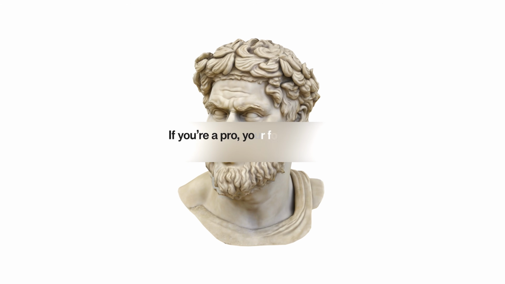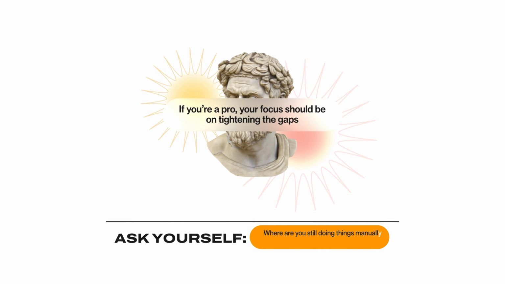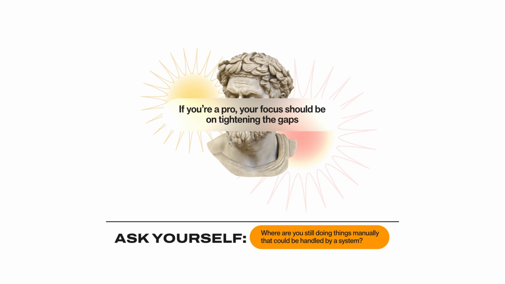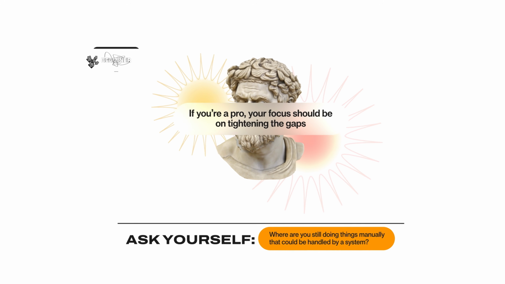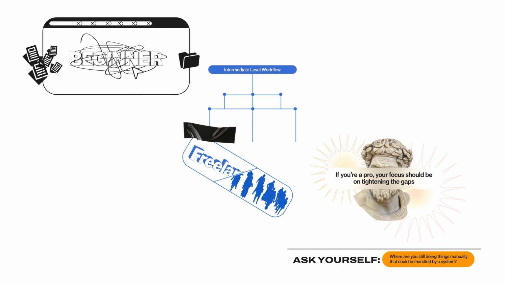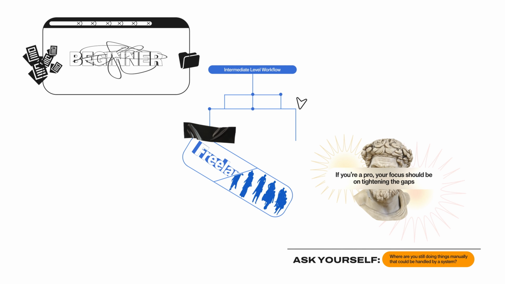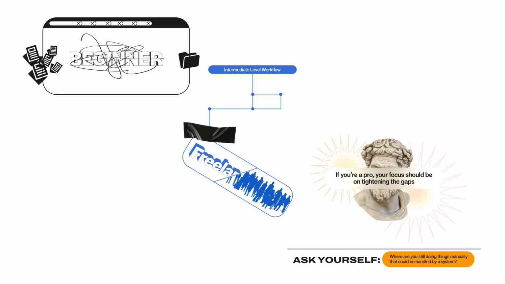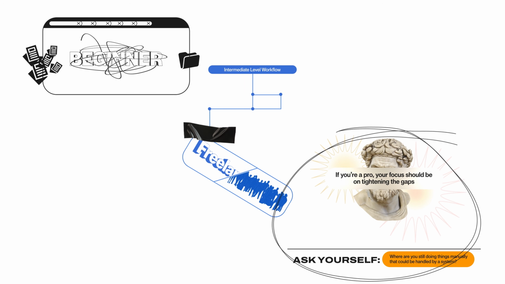And if you're a pro, your focus should be on tightening the gaps. So ask yourself, where are you still doing things manually that could be handled by a system? So keep your files, your layers, your naming so very clear that someone else could pick it up mid-project without needing a walkthrough. Because the truth is, burnout doesn't always come from overwork. Sometimes it just comes from mental clutter. Too many tabs open, too many small decisions, stealing your focus, that kind of thing. And your system should protect your energy, so your creative attention is on the brief, the message, and the output. And this is where pros start separating themselves by working with less drag.